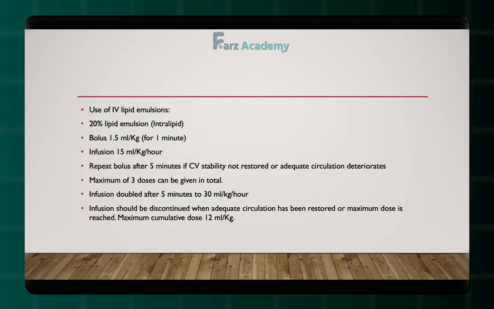For IV lipid emulsion, 20% lipid emulsion is usually used. Give a 1.5 mL per kilo bolus dose over a minute, and this is followed by an infusion of 15 mL per kilo per hour, and repeat the bolus after 5 minutes if cardiovascular stability is not restored or adequate circulation deteriorates. A maximum of 3 doses can be given in total. The infusion is doubled after 5 minutes to 30 mL per kilo per hour. The infusion should be discontinued when adequate circulation has been restored or the maximum dose is reached. Maximum cumulative dose is 12 mL per kilo.